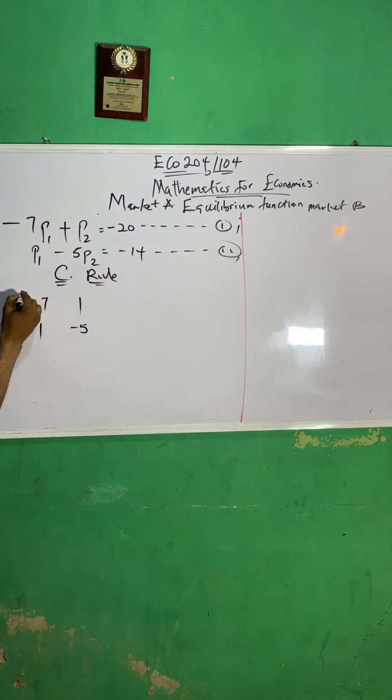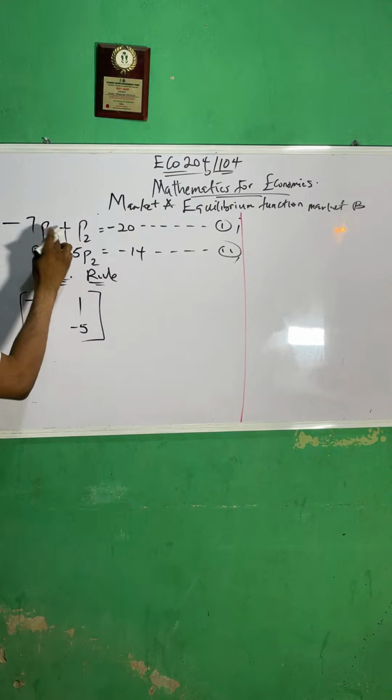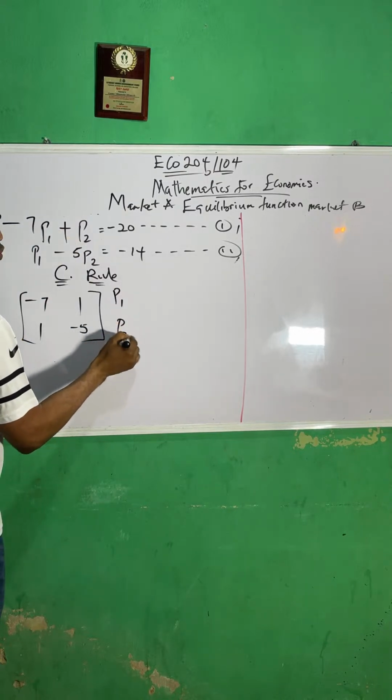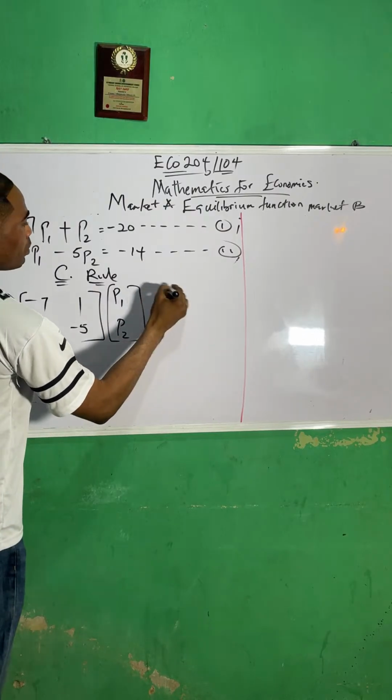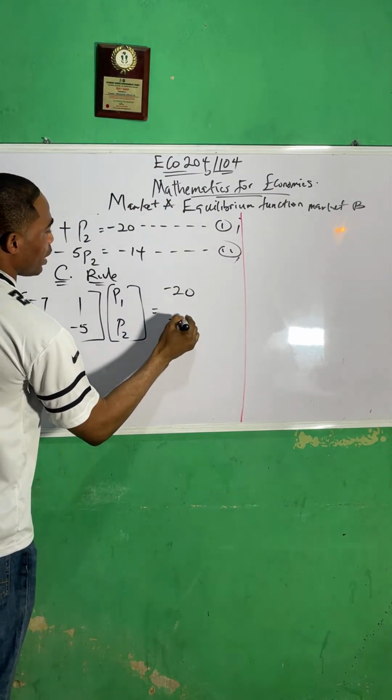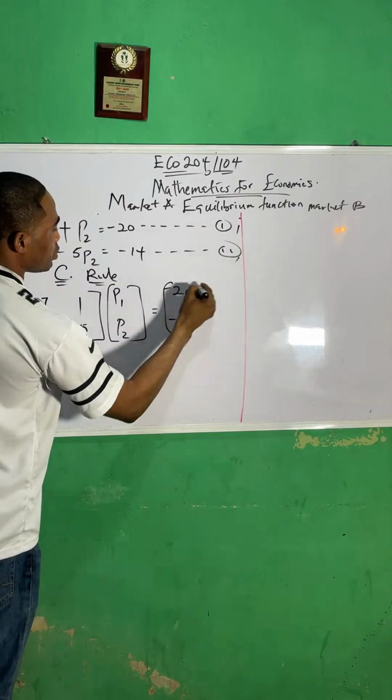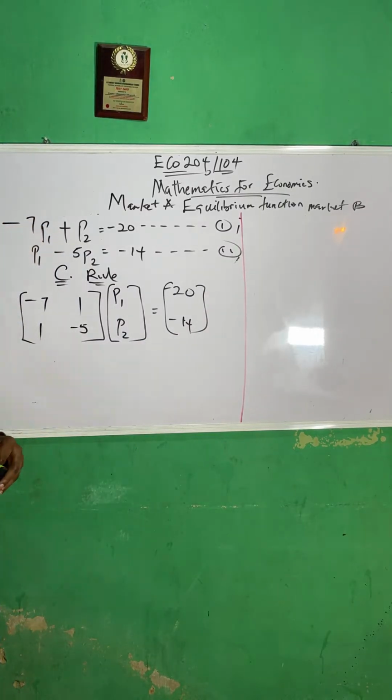Then I'm going to have my matrix set up like this. Then what are the unknowns? P1 and P2 are the unknowns. You have this, then equals what? -20 and -14. So here we are applying what we call Cramer's rule.